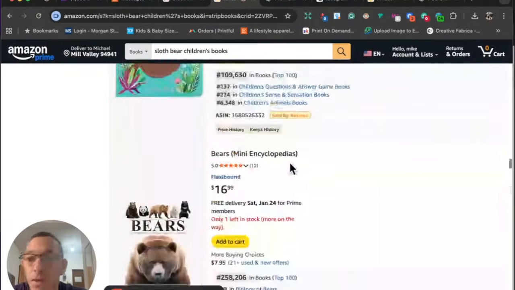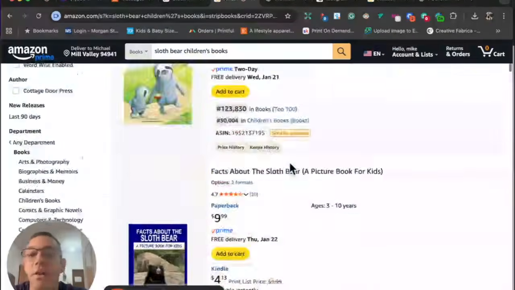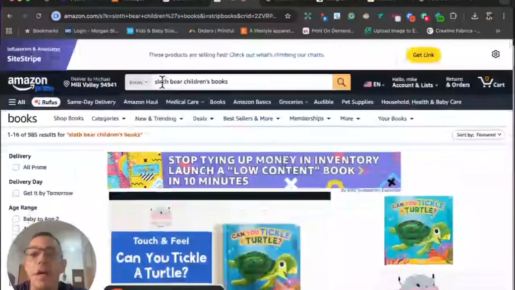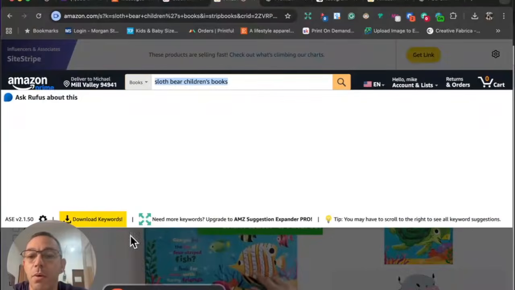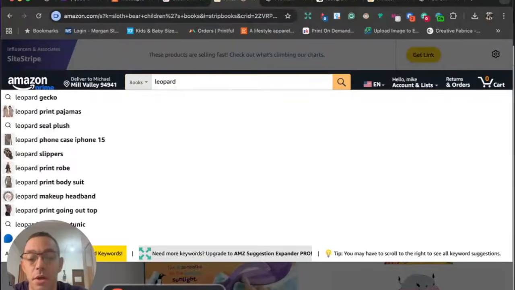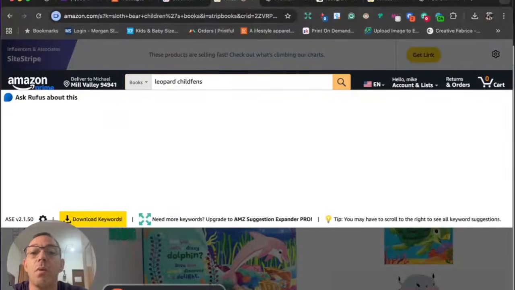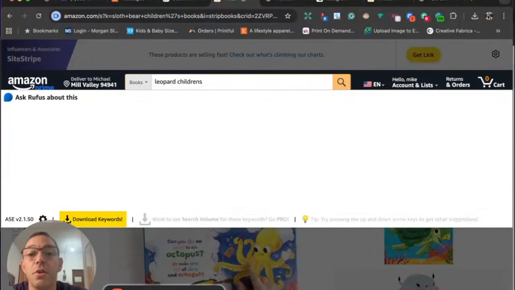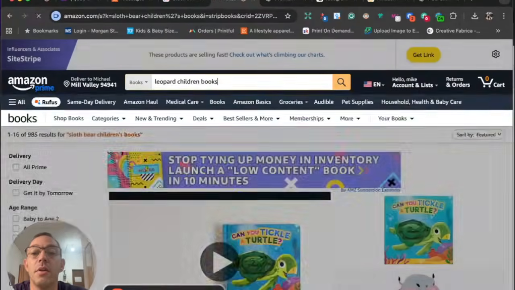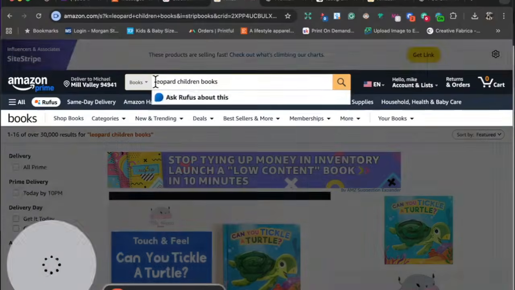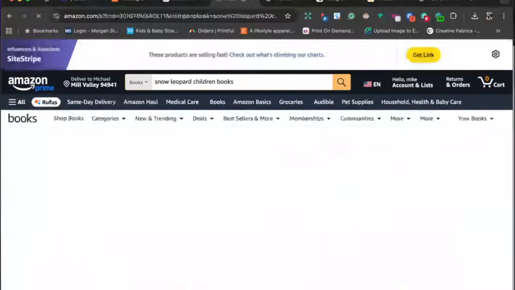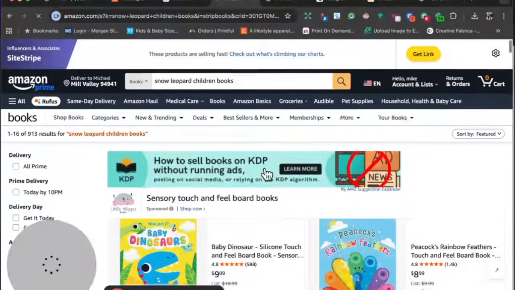But then I just want to come back up here and see if I can find other animal niches. And I'm just going to use my own experience here. So for example, you have the leopard, leopard children's books. And we're going to see that one's probably going to be too competitive. We're going to see that there's over 30,000 results, but then you have the snow leopard. And right here, boom, 913. Okay, so that's another example right here.